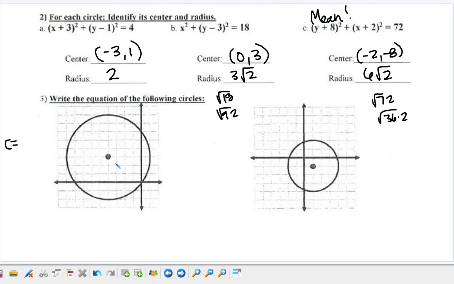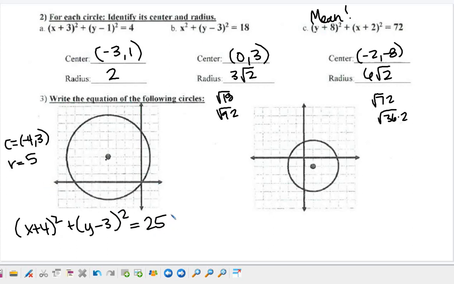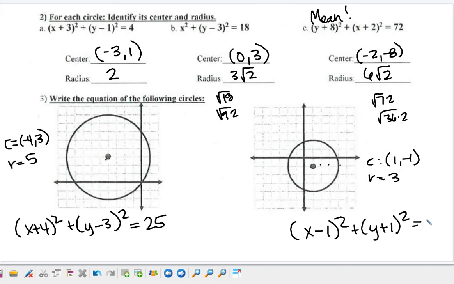So here we have a center at 1, 2, 3, -4, +3, and a radius of 1, 2, 3, 4, 5. So that means my equation, opposite, opposite, and radius squared. Center 1, -1, radius 1, 2, 3. So opposite, opposite, and radius squared is 9. Got it?